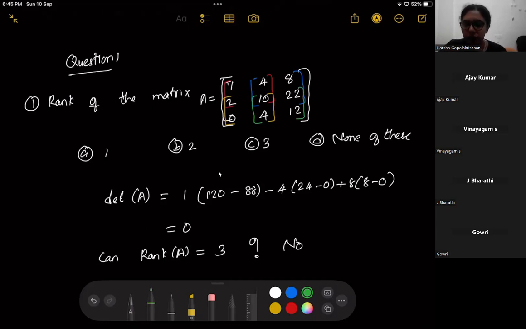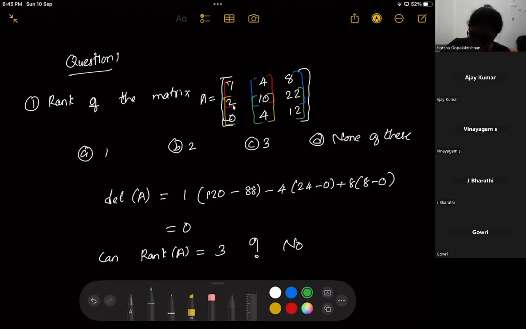Other than that, we have various other possibilities. We can take 1, 8, 0, 12, which is also a submatrix. We need to find the determinant of these matrices. If at least one of them has a non-zero determinant, then we can say the rank is 2.